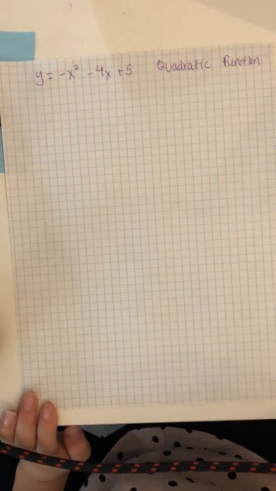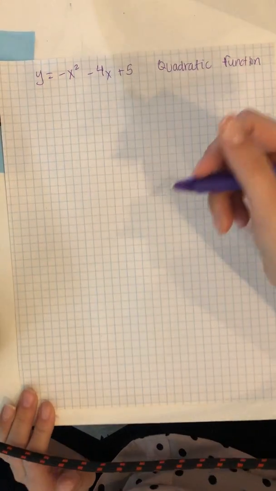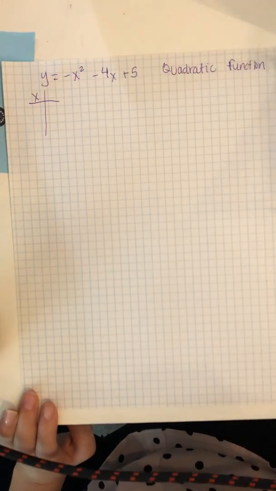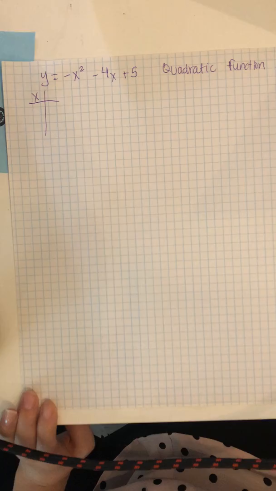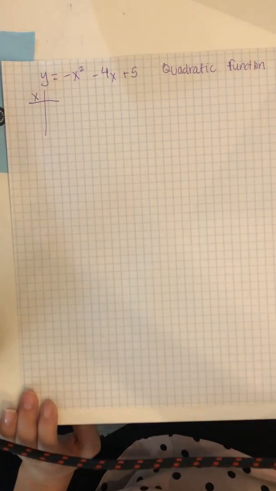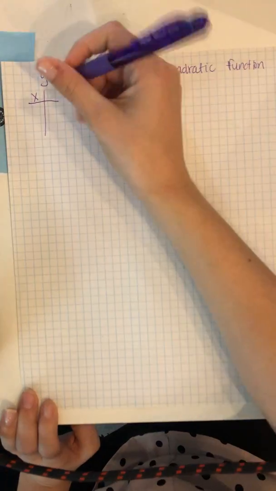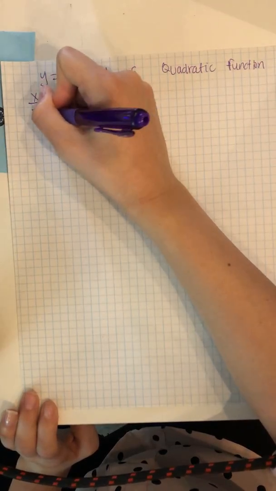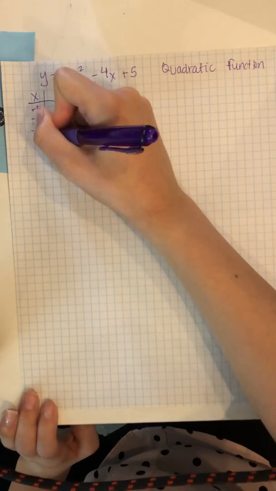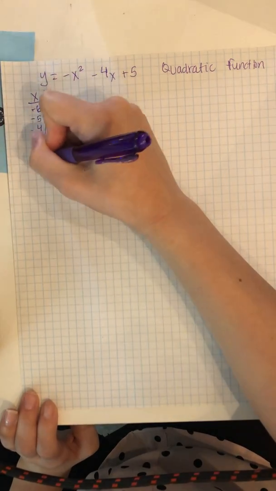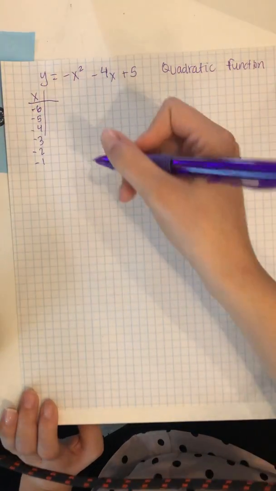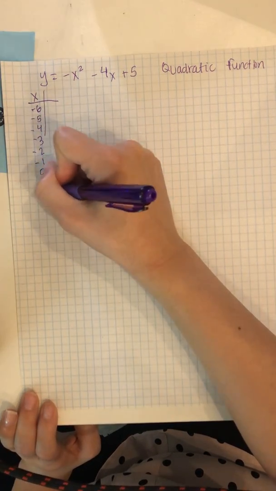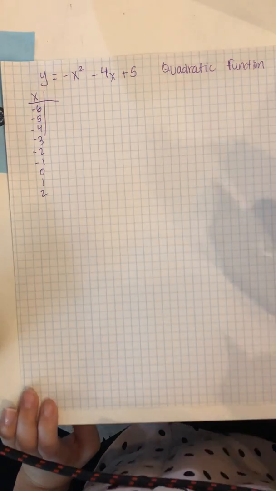So no matter what it is in math, you'll always be able to use a table of values to determine what your graph is going to look like. So for the purpose of time, I'm just going to create a random table of values. So I'll start with -6, -5, -4, -3, -2, -1, and I'll do 0, 1, and 2.